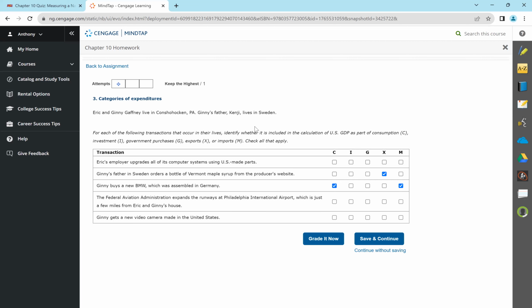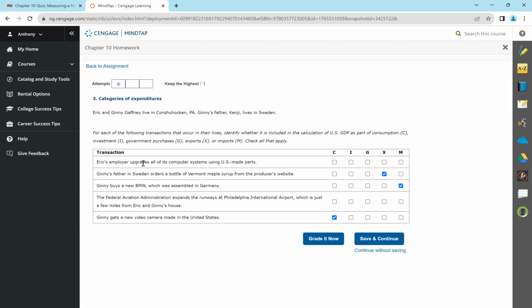Although I don't think that that's right. I thought it was like one each when they do these. Sorry, I thought it was one checkbox per. Ginny gets a new video camera made in the United States. So that's a consumption. You just buy something. You're not doing anything with it.